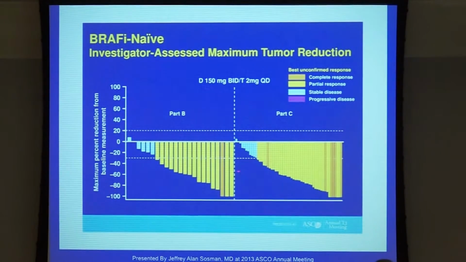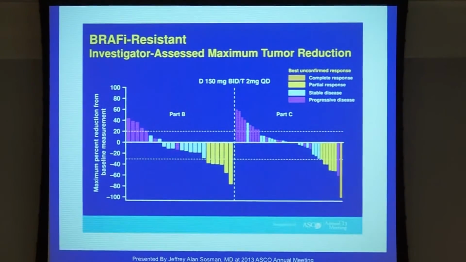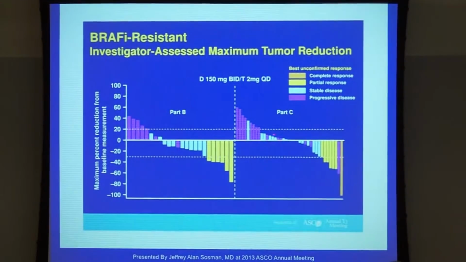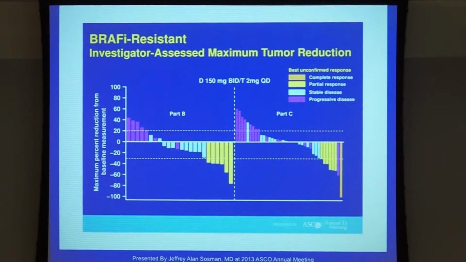And this shows the maximum tumor regression. You have patients that have complete responses. You have virtually nobody that shows only tumor growth. However, if they've already had the BRAF and been growing on BRAF, you have fewer patients that get the tumor shrinkage you want.